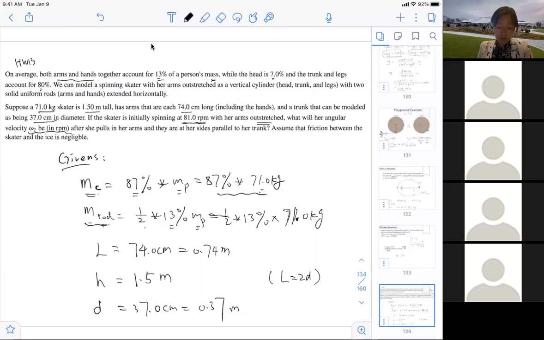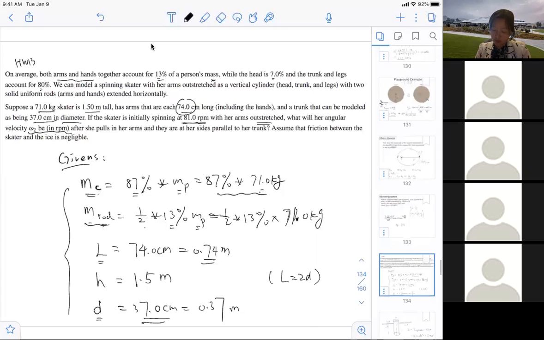Okay, and then it tells me the length of my rod is 74 centimeters. So that is the L of the rod. I'm going to use L to represent the length of the rod. And this is the height of the cylinder, which is 1.5 meters. That's the height of the person. And here you have a diameter of the cylinder, which is 37 centimeters. So these are all the known quantities I have at this point.